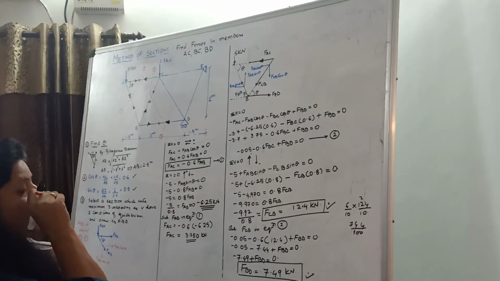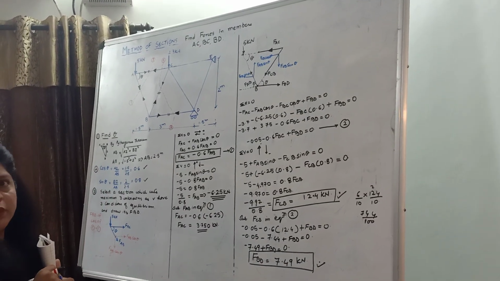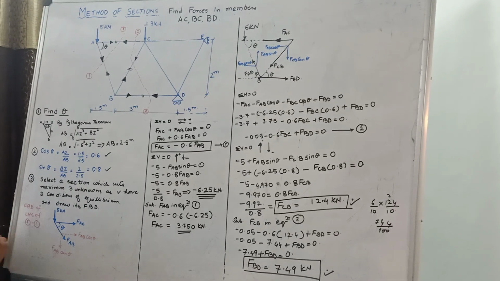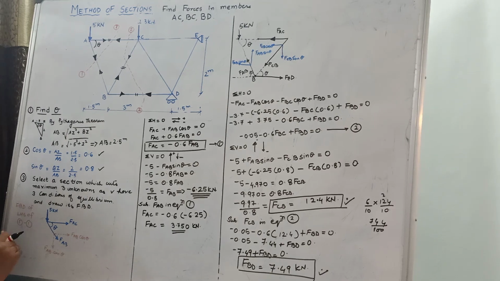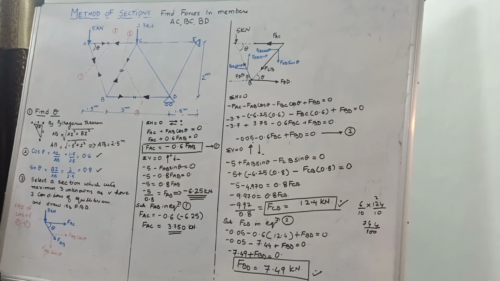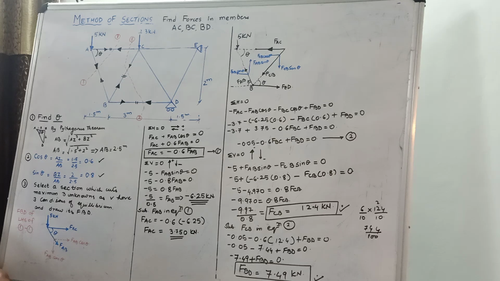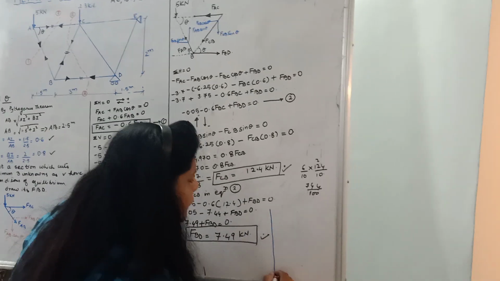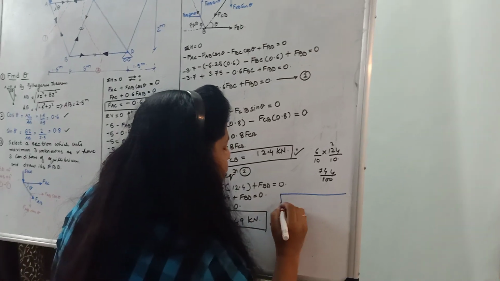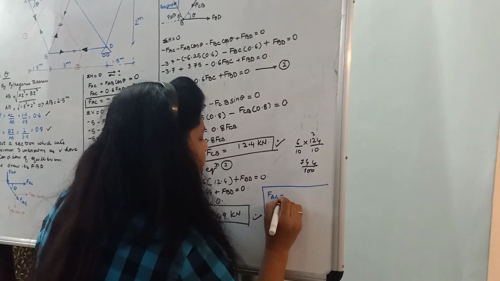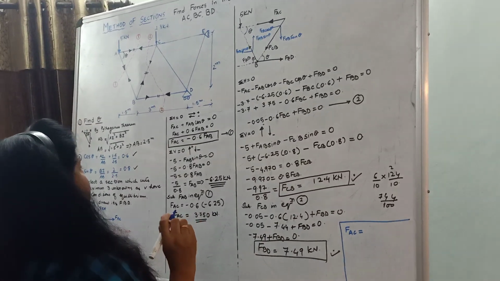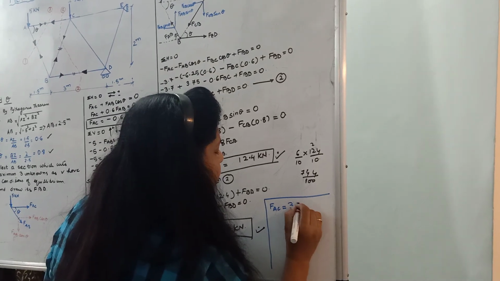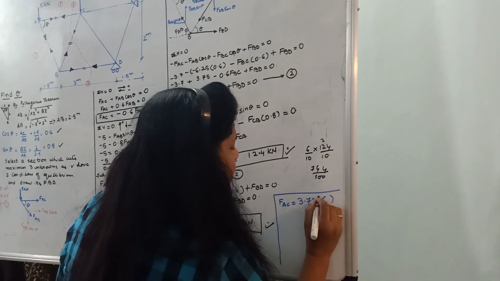Okay, now any other member left out? So there is no other member left out. So now if I want to give my final answer, so my final answer will be that FAC is equal to, what is FAC we have calculated? FAC 3.75 positive, that means it is compression.